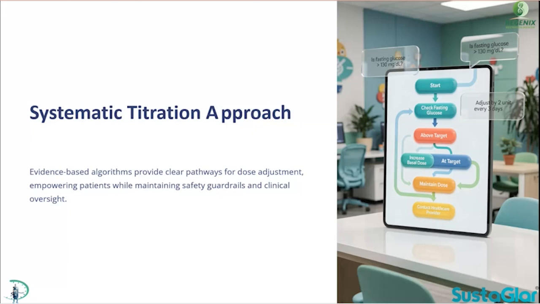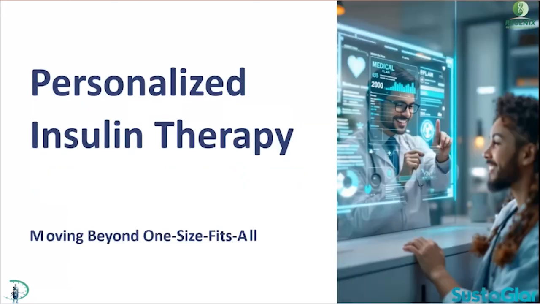So if the fasting sugar is 130, then we can increase the insulin dose by 2 units every 3 days. Then check for the FPG response. If the FPG is above the target, again we can increase the insulin dose by 2 to 4 units. Then every 3 days, you can check the FPG values and do the adjustments. If you have achieved the FPG target, you can maintain the same dose. This is how we have to explain to and educate our patients.